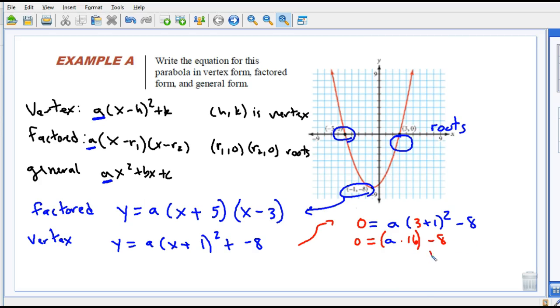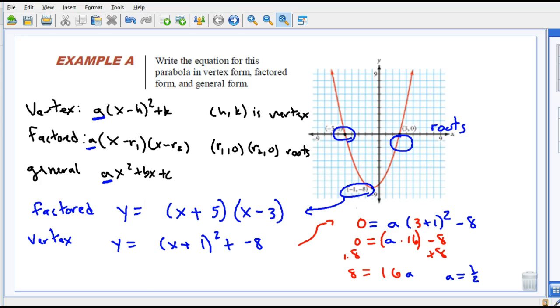So now what do I do to solve for a? I want to add 8. Add 8, and I get 8 equals 16a. And then divide both by 16, and I should get 8 over 16, or a equals 1/2. So that means a equals 1/2 for all of them. So I can actually go back in, and I can replace the a with 1/2. So this one is 1/2, this one is 1/2.